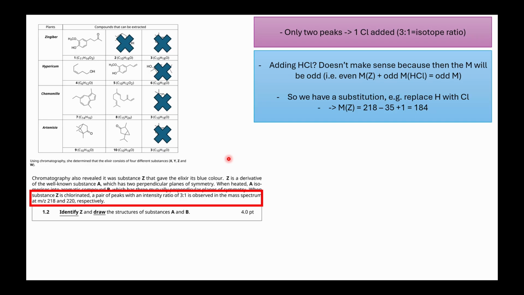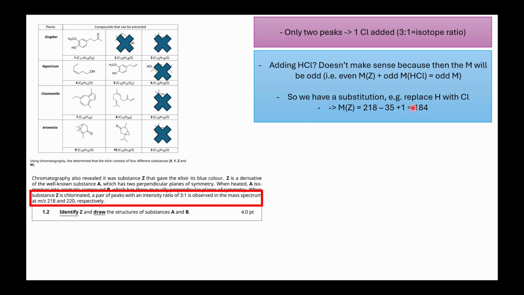So let's try that out. 218 is the mass after we add chlorine-35. So we're going to subtract 35 here to get the mass of the compound without the hydrogen. But we have the hydrogen to begin with, because we replace the hydrogen with the chlorine.